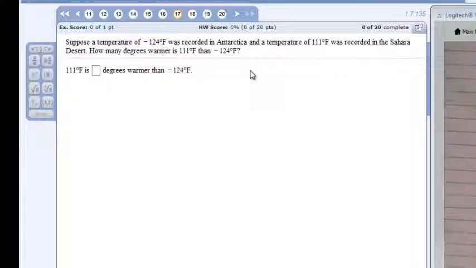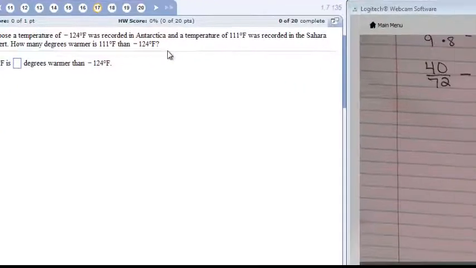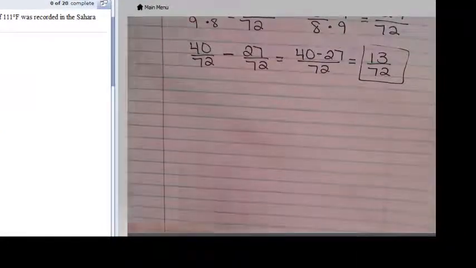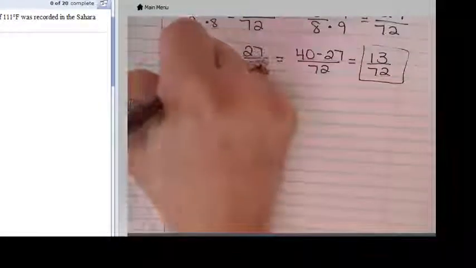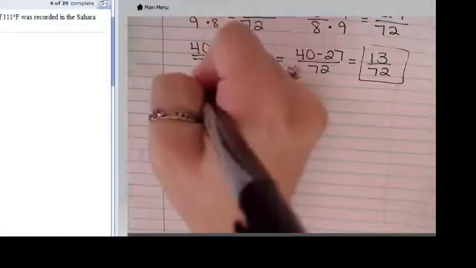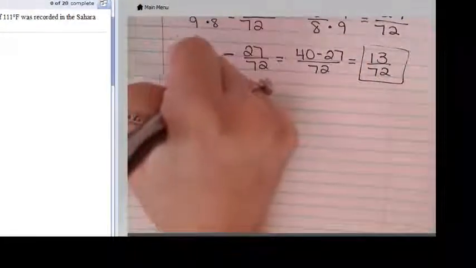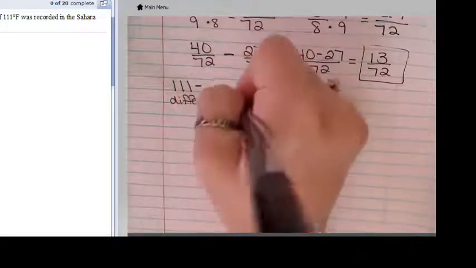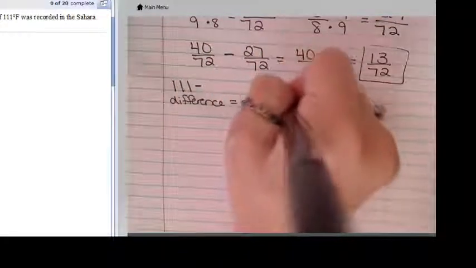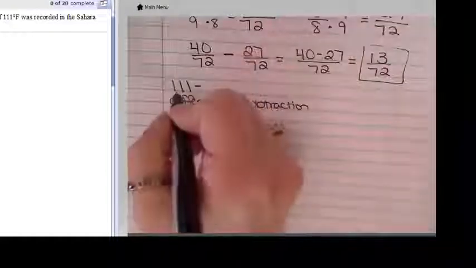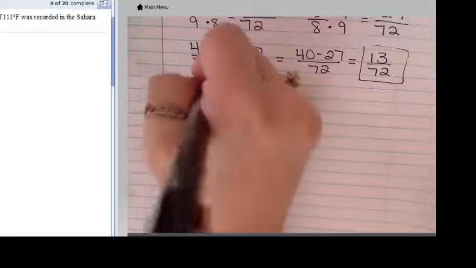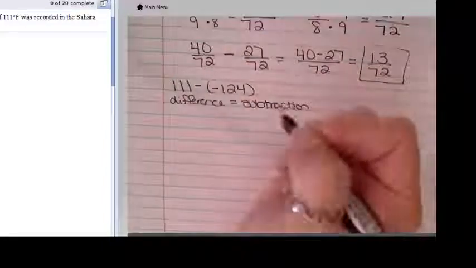Okay, so we need to know how much warmer that is. So what you're doing is you're taking 111 and you want to know the difference of the temperatures. So difference, let me write that, difference equals subtraction. So you want to know the difference between the 111 degrees and the negative 124 degrees.